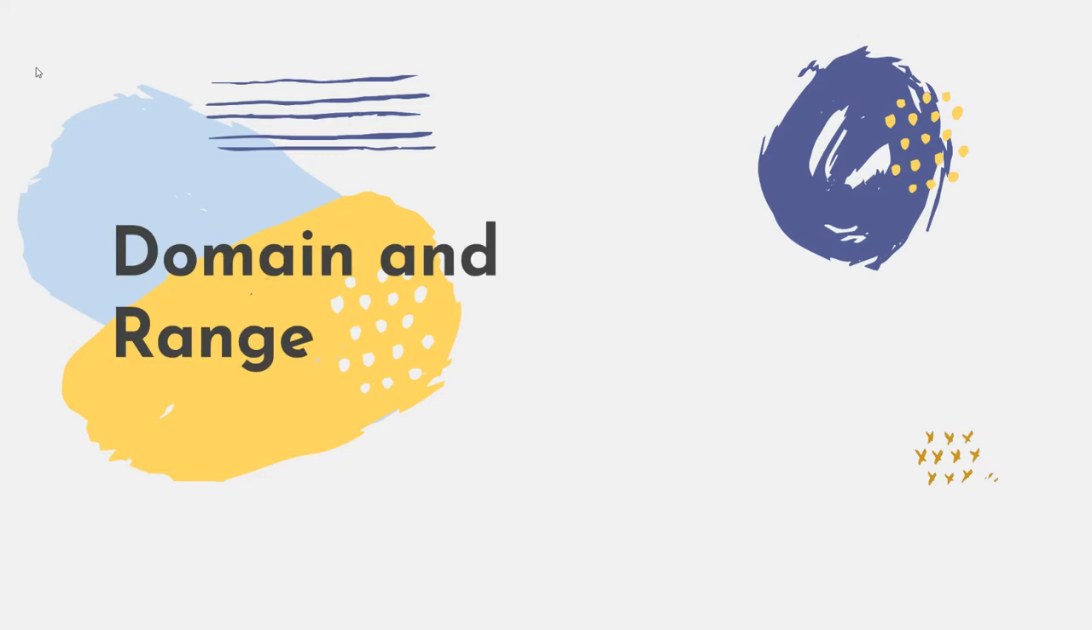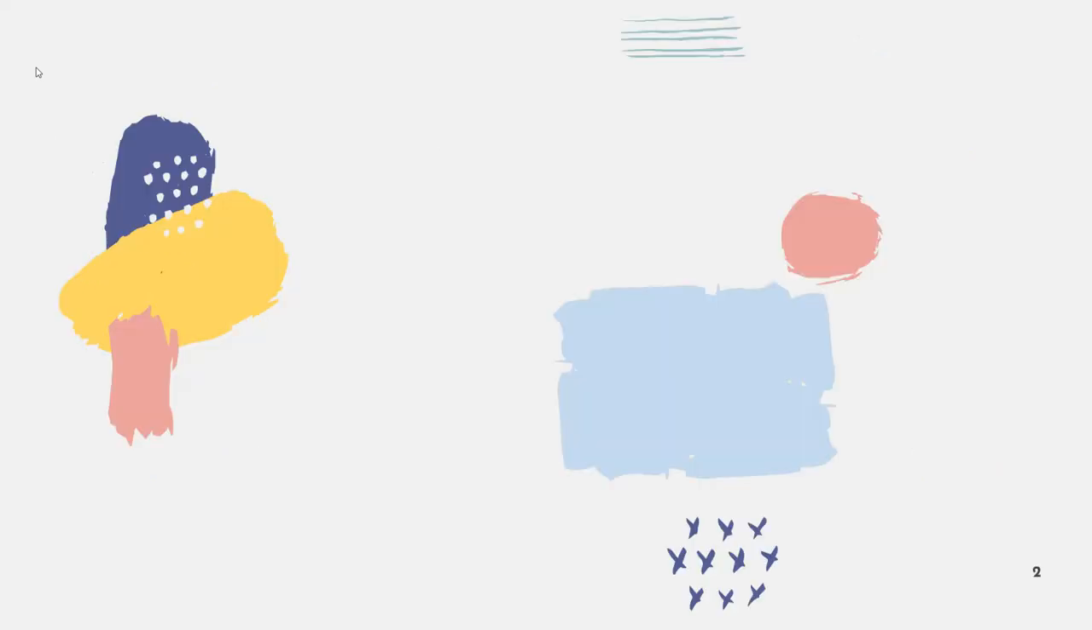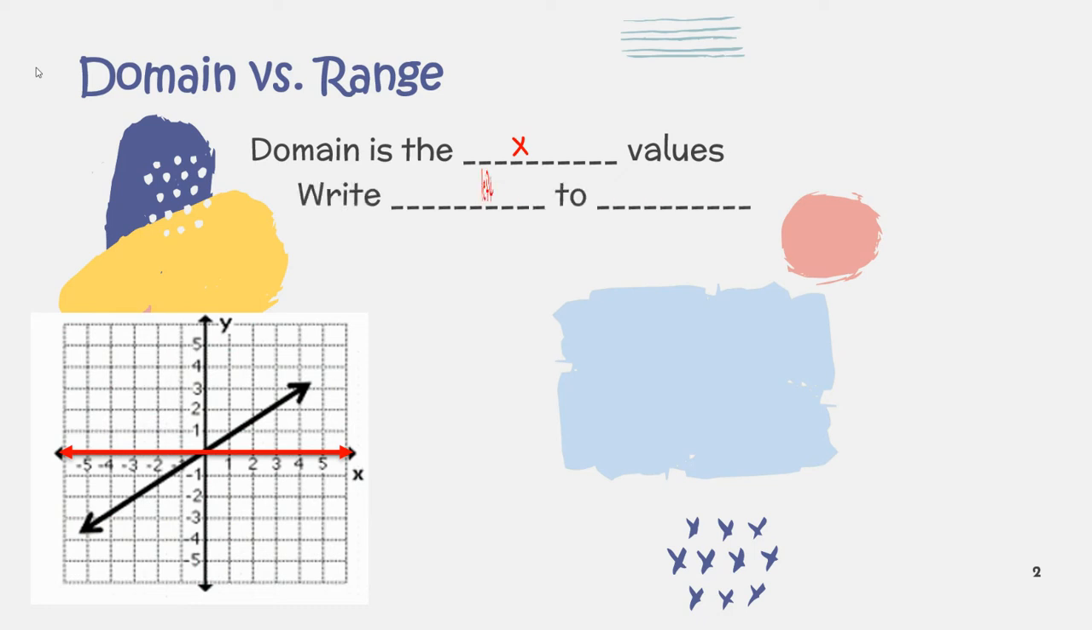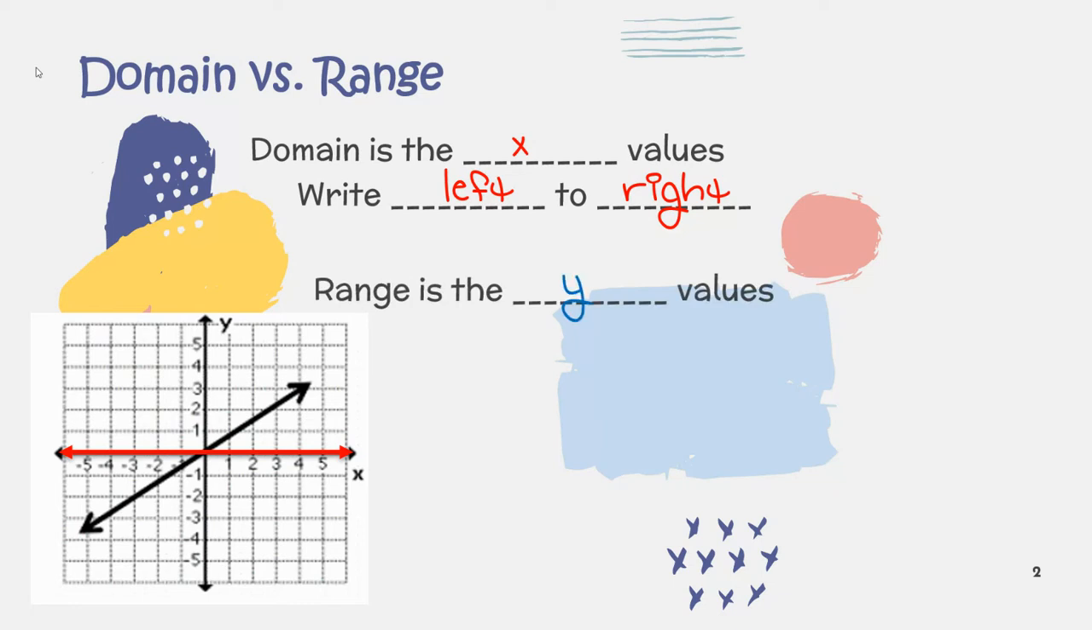All right, let's look at some domain and range. Again, we're going to be looking at our graphs of functions and relations. Domain is the x values. Remember, our x-axis is here, and we're going to write these from left to right. So our range will be our y values. Here's our y-axis, and we are going to write these from bottom to top.